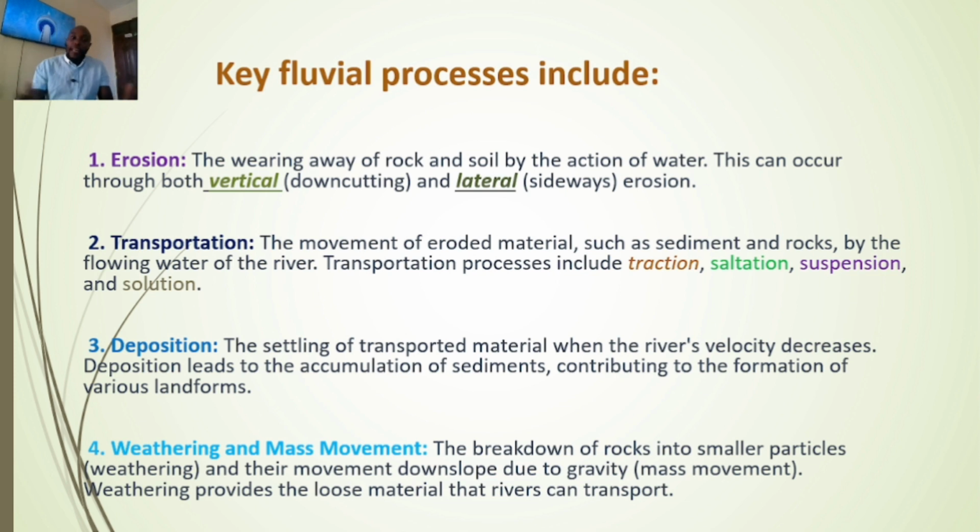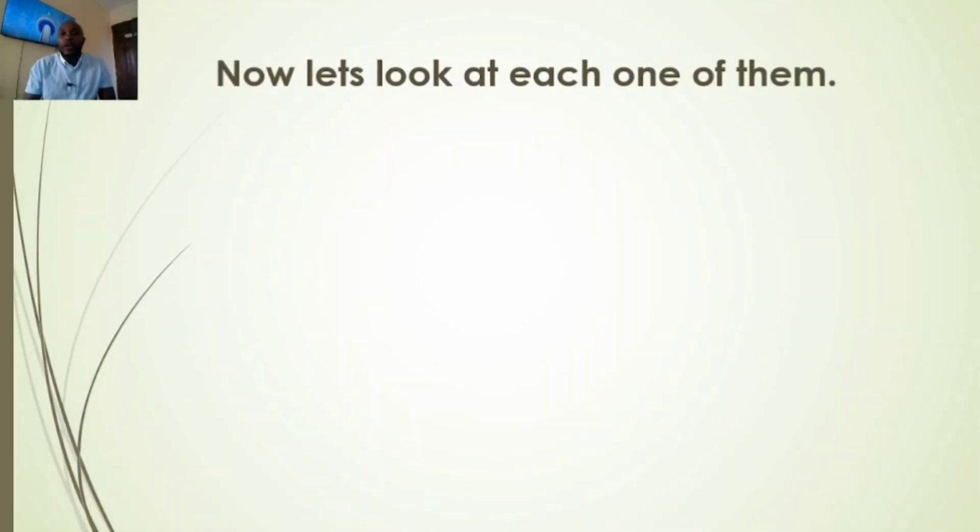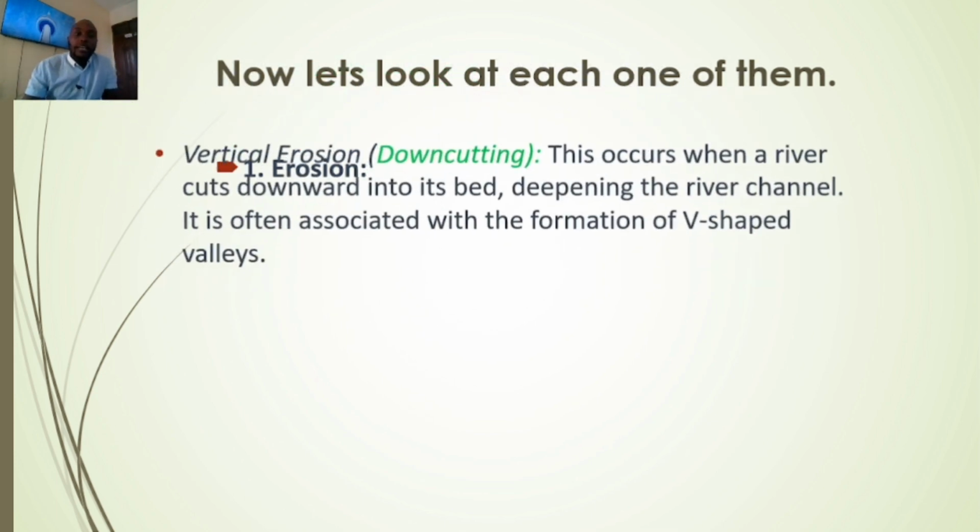So weathering provides the loose material that rivers can transport. All these things that you're seeing here are called fluvial processes, which we discussed when talking about rivers. Understood? Now, let's break down each one of them, all the fluvial processes. The first one we are going to talk about is erosion.